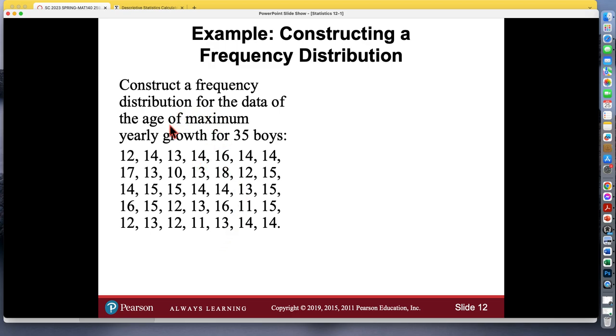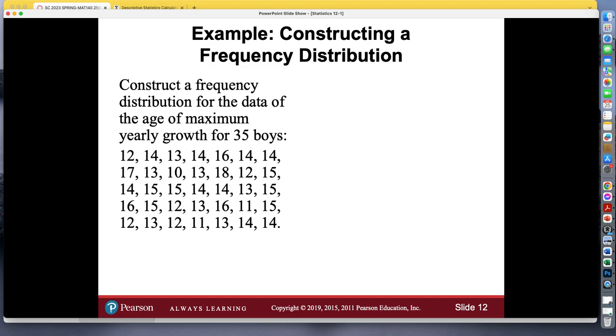The data that we have is the age of maximum yearly growth for 35 boys. Some reach their maximum height by 12 years old, some by 18, and then they stop growing. One of my best friends going into high school and I were about the same height, but then senior year he had a growth spurt of almost a foot in that last year.